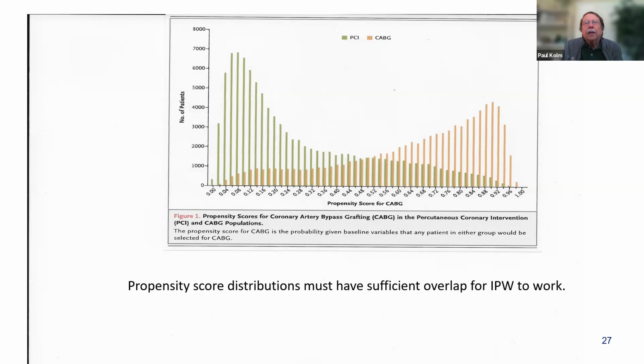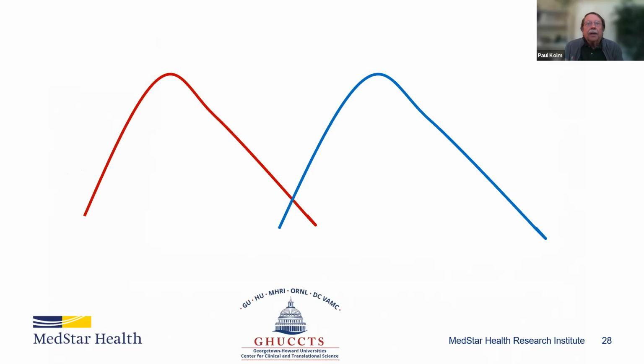If there's a really good amount of overlap between the two, and actually it has to have this overlap in order for the inverse probability weighting to work. If you get distributions that look like this, then you have a problem. In fact, you wouldn't be able to do any kind of analysis, because basically your propensity scores identify the treatment groups, as there's virtually no overlap in the propensity score distributions.